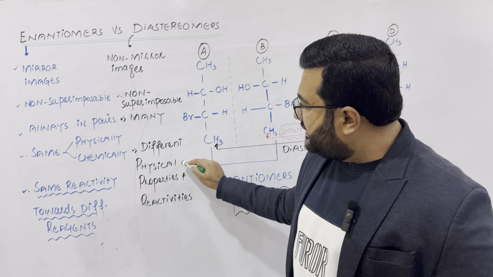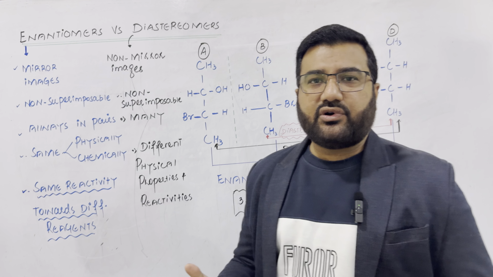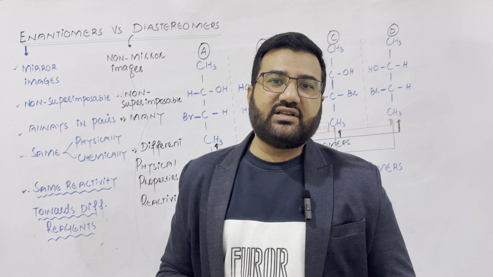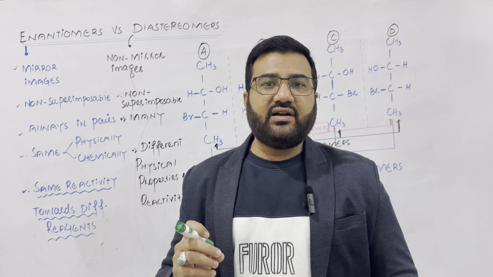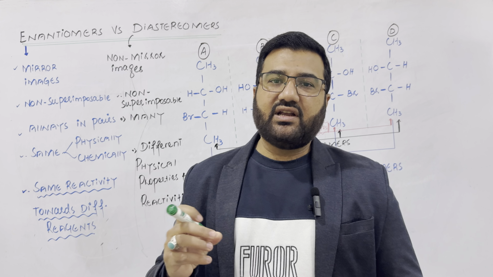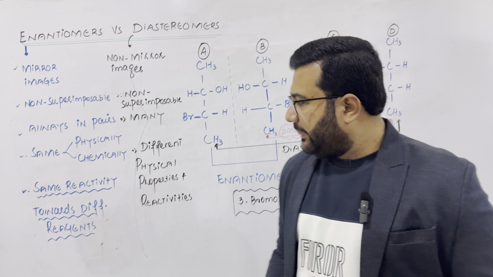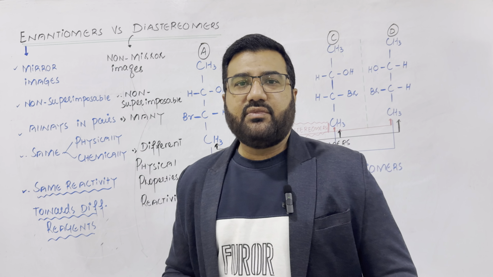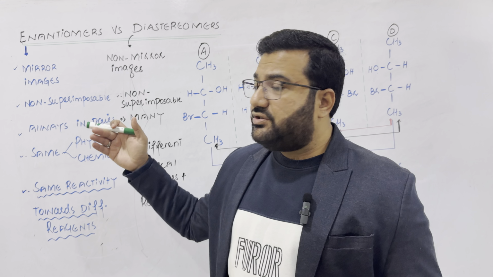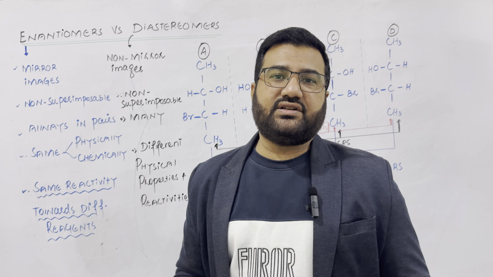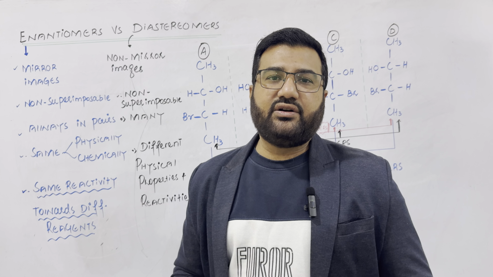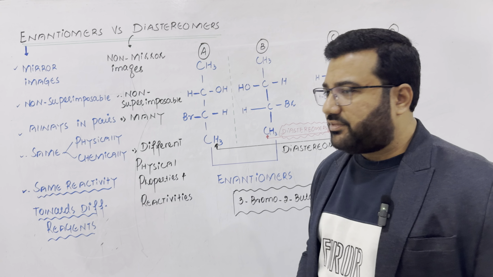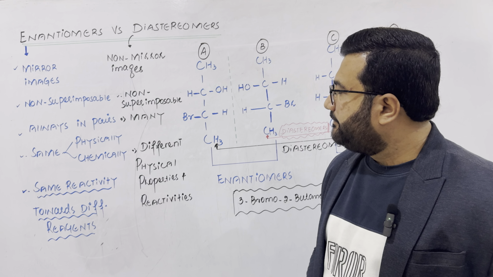They have different physical properties. Their melting point, boiling point, density are different from each other. But keep one thing in mind, that diastereomers are chemically also the same. But their reactivity, their rate of reactions, may be different. Basically, enantiomers have the same molecular structure, while diastereomers do not have the same molecular structure, due to which they have different physical properties and different reactivities.